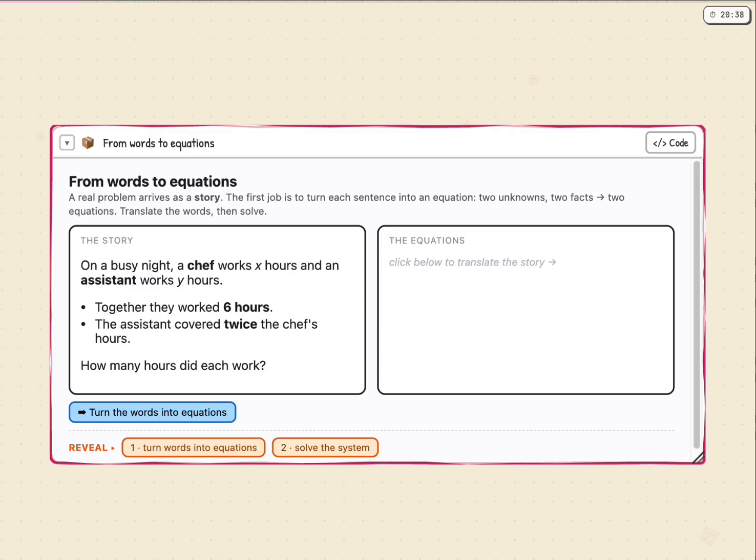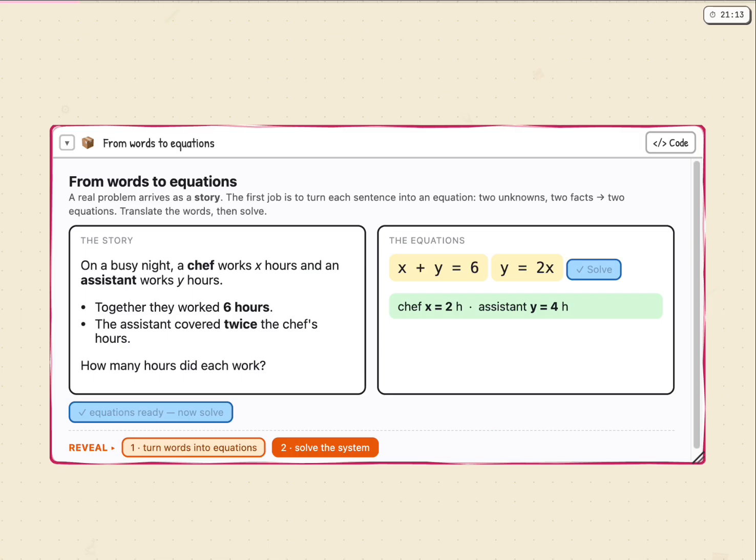Now here's the first real skill in all of mathematics, turning each sentence into an equation. Watch what happens when I translate. The first fact, together they worked 6 hours, becomes X plus Y equals 6. The second fact, the assistant worked twice the chef's hours, becomes Y equals 2X. 2 sentences, 2 equations, 2 unknowns, 2 facts. That balance, as many equations as unknowns, is exactly what makes a problem solvable. And when we solve it, we get the chef worked 2 hours and the assistant worked 4 hours.